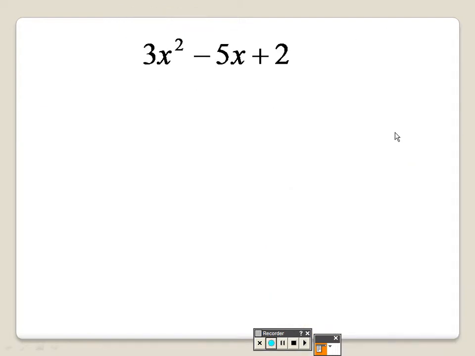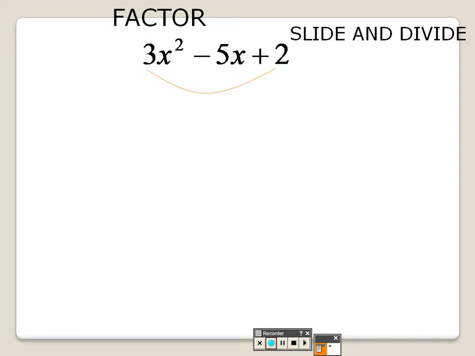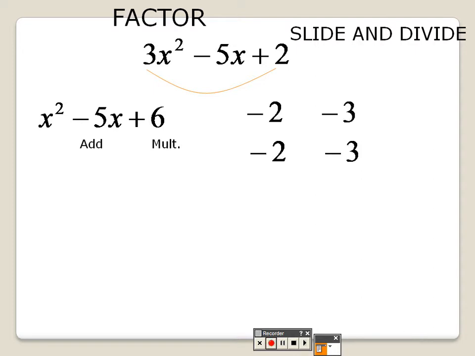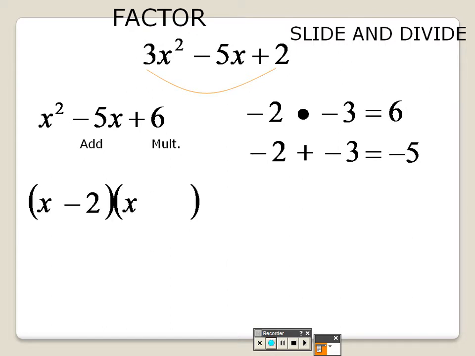We can slide and divide with this one to try to factor it, right? So slide and divide, slide that 3 over, 3 times 2 is 6. So I have x squared minus 5x plus 6. So can you think of 2 terms that multiply together to give you 6, that also add together to give you a negative 5? Well, when we do that, right, negative 2 times negative 3, that's positive 6. Negative 2 plus negative 3, that's negative 5, so it works. So I can separate this into a negative 2 and a negative 3.